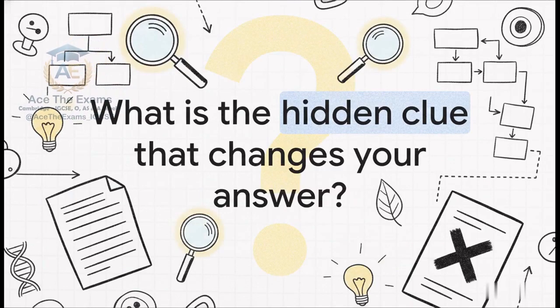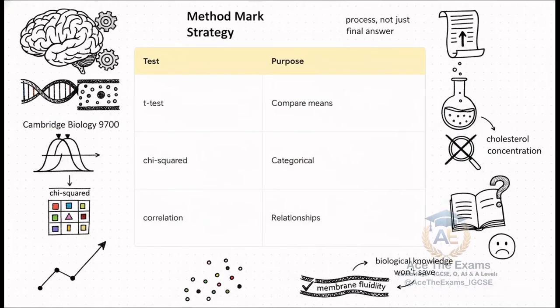In just a minute, I'm going to reveal the hidden examiner clue that changes your answer completely. It's a single detail that dictates exactly how you must frame your biological knowledge. But first, you need the procedural frameworks that make spotting that clue totally obvious. Because without understanding the methodology behind the biology, you'll honestly walk right past the clues the exam paper is practically trying to hand you. Welcome to the method mark strategy.